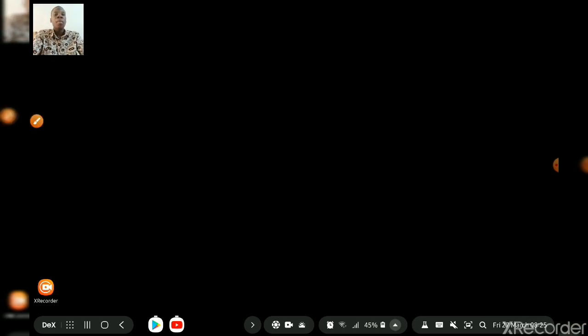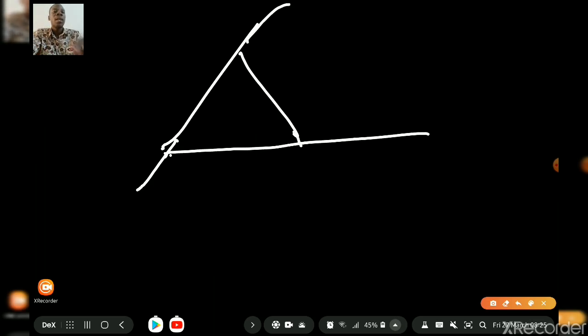Now we're going to look at the exterior angle. When you have, say, an equilateral triangle like this, I'm just trying to get the exterior angles. That's why I've extended the lines. For an equilateral triangle, the interior angles are 60 degrees, 60 degrees, and 60 degrees, so that it will add up to 180 degrees.